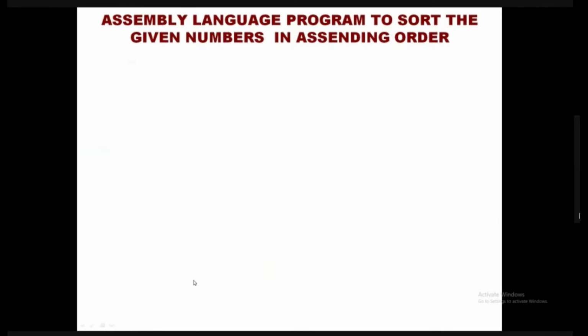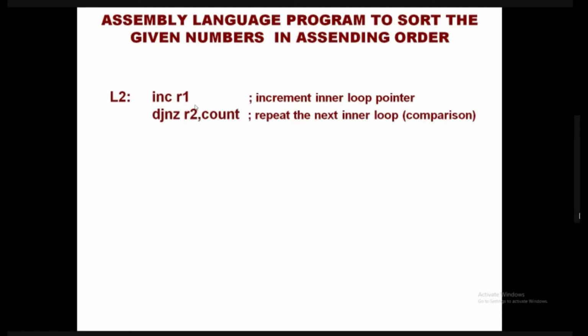So what is loop 2? Increment R1. R0 stays as it is because R0 is the first memory location. We are going for the second comparison. For the second comparison, the internal loop R1 is getting incremented, and DJNZ R2. R2 is 4. Now R2 will become 3. The first comparison is over. We have to go for the second comparison, and because R2 will be 3, it is not 0, so it has to go to count.